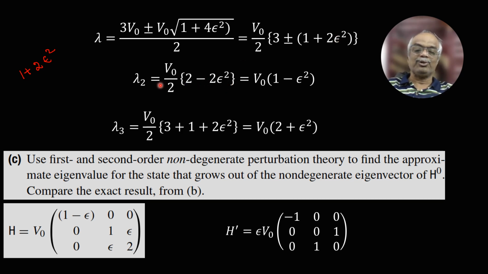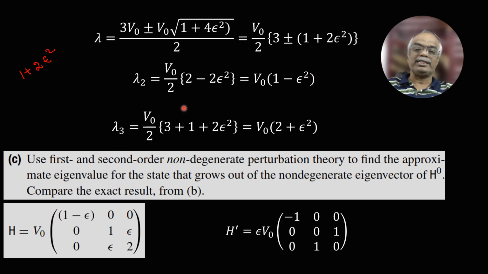You take 2 outside, so that 2 and this 2 will cancel out. This will simply become v naught into 1 minus epsilon square. So this is the second order correction. Then we have seen chi2 is v naught. Eigenvalue of chi2 is v naught. So eigenvalue lambda 2 is v naught. With correction, it is v naught minus epsilon squared v naught.